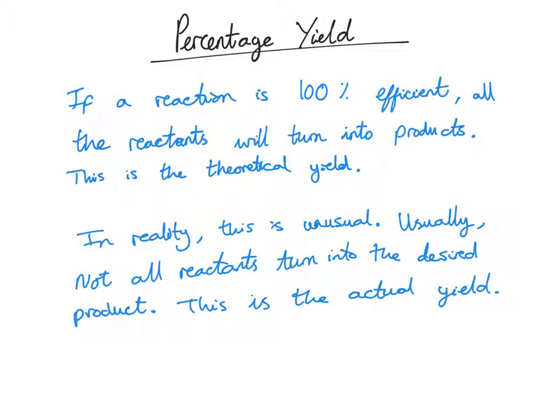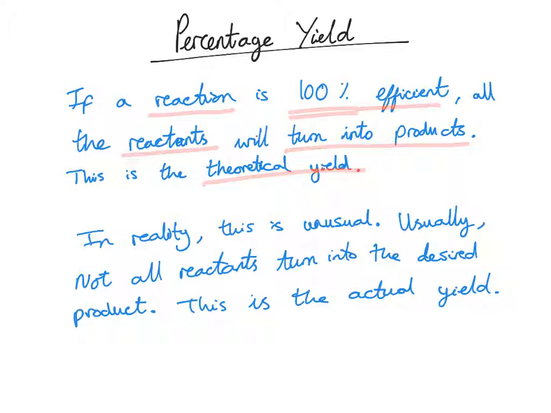Hello, this is about percentage yield. So the first thing that we're going to discuss is the idea that you've got a reaction. And in this reaction, normally reactants turn into products. So if all the reactants turn into products, this is what we call 100% efficient. So in theory, we should get all the reactants turning into products.